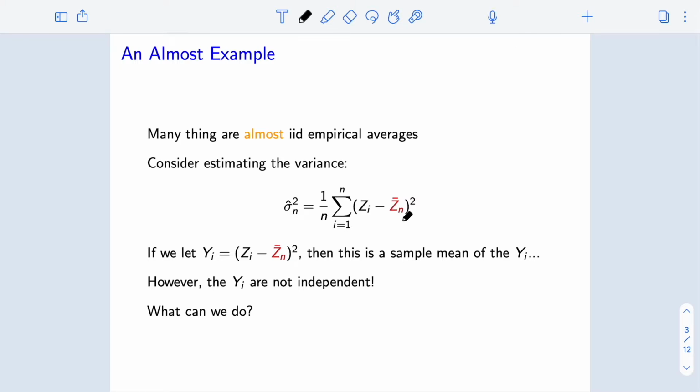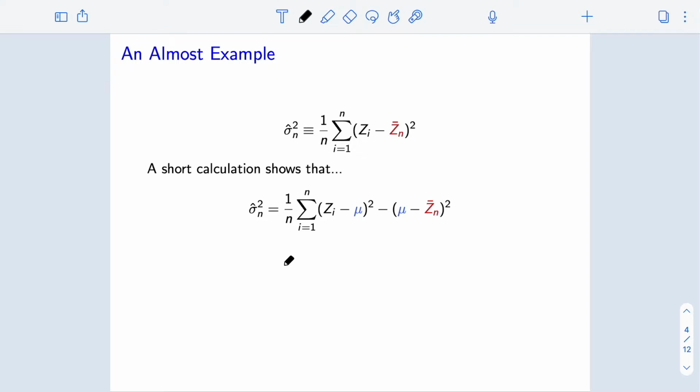So again, if we let Yi now be (Zi minus Z bar n) squared, then our estimate is really just the sample mean of the Yi. However, the Yi are no longer independent. So what can we do? How can we analyze the asymptotic behavior of this estimator? The first thing that we're going to do is try to remove this Z bar n from this empirical average term. So we're going to do a short calculation that shows us that we can rewrite our estimator in this form.